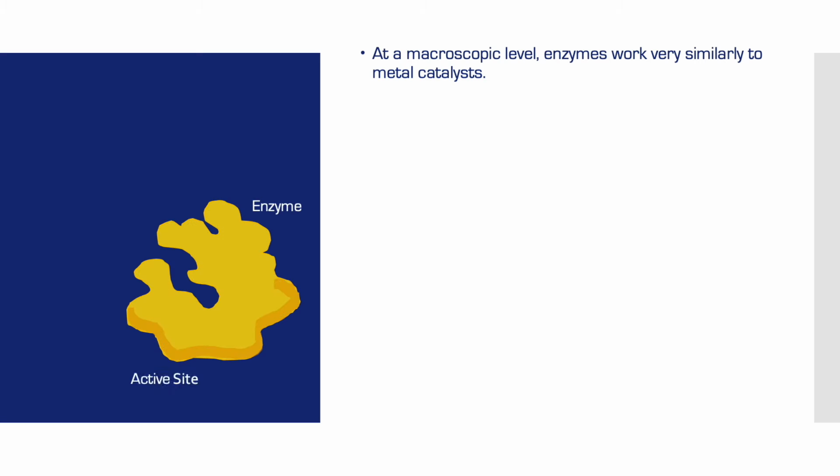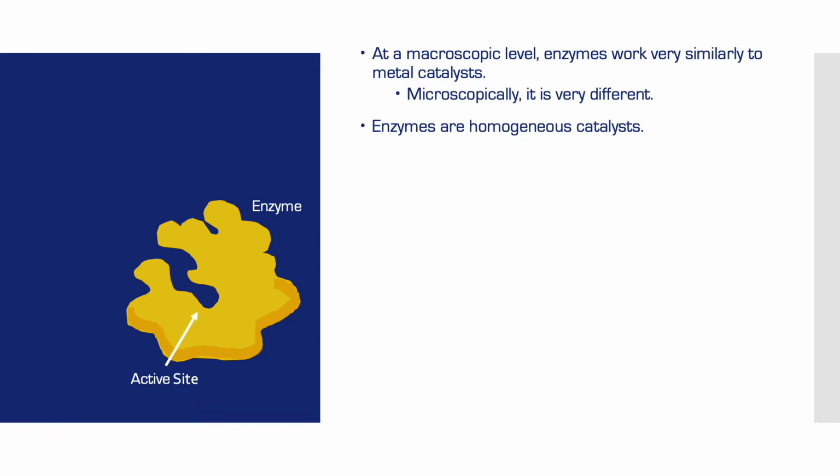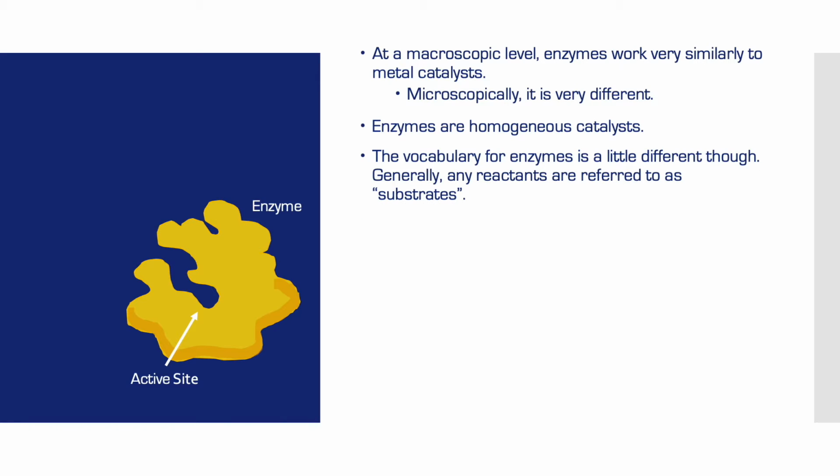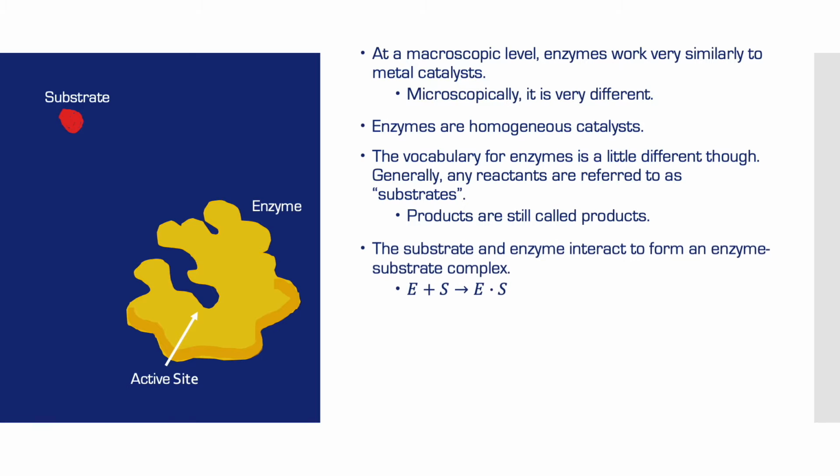At a macroscopic level, enzymes work very similarly to metal catalysts. Microscopically, it is very different. Enzymes are homogeneous catalysts. The vocabulary for enzymes is a little different though. Generally, any reactants are referred to as substrates. Products are still called products.